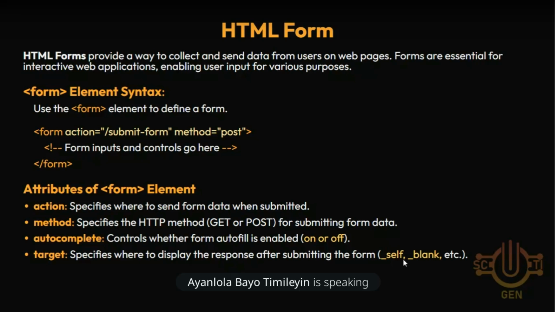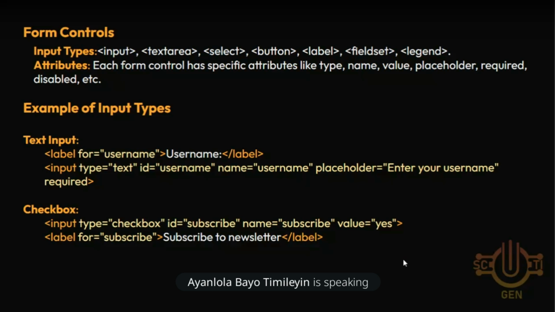Now we have form controls, that's input types. We have the input element, the textarea, the select, the button, the label, the fieldset, the legend, and then attributes. Each form control has specific attributes like type, name, value, placeholder, required, disabled, etc.